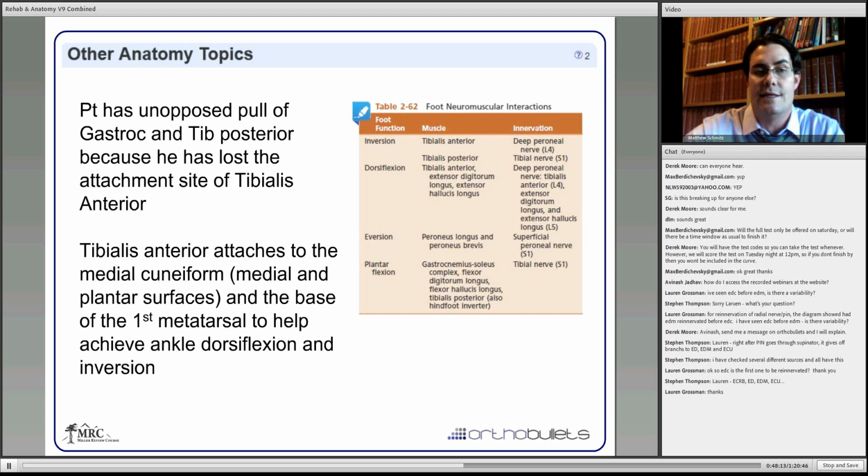they've lost the attachment site of their tib anterior, but also, it's my mistake, it's not on this slide, but they've also lost the insertion of your peroneus brevis and your longus, because that longus, remember, wraps around the plantar aspect of the foot and inserts back onto the first metatarsal. So if you have no peroneus longus and you have no tibialis anterior, you're going to have unopposed pull of the gastroc and the tib posterior. So you're going to go into an equinus contracture with hindfoot varus.